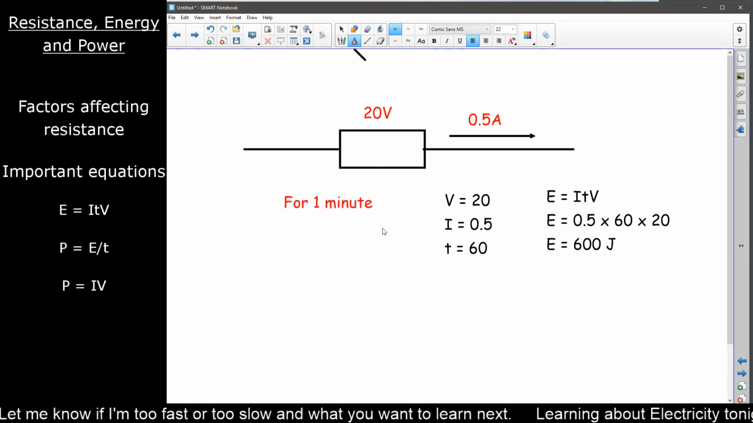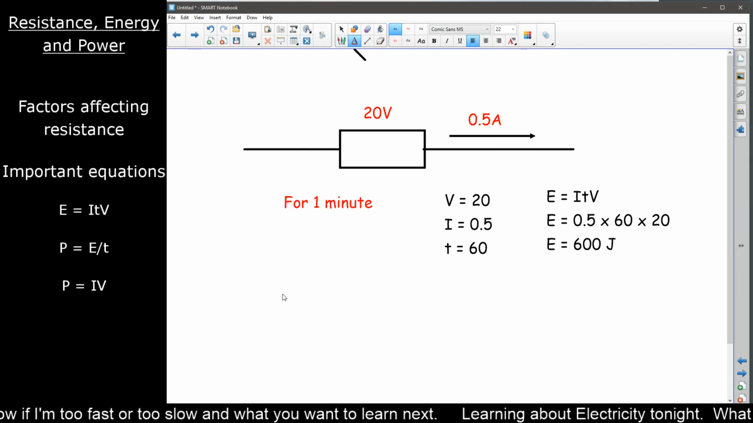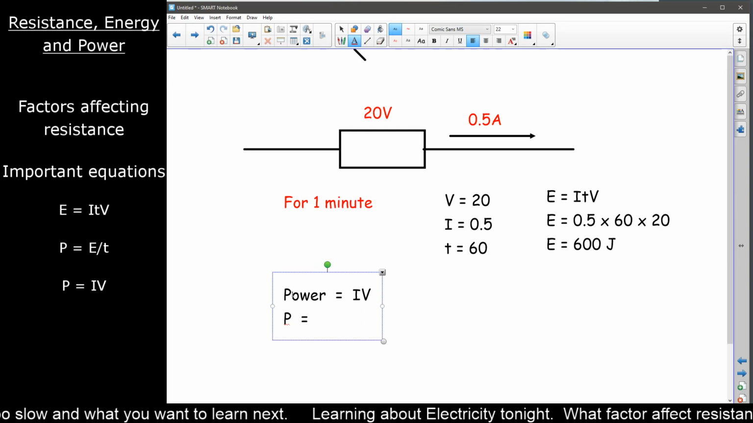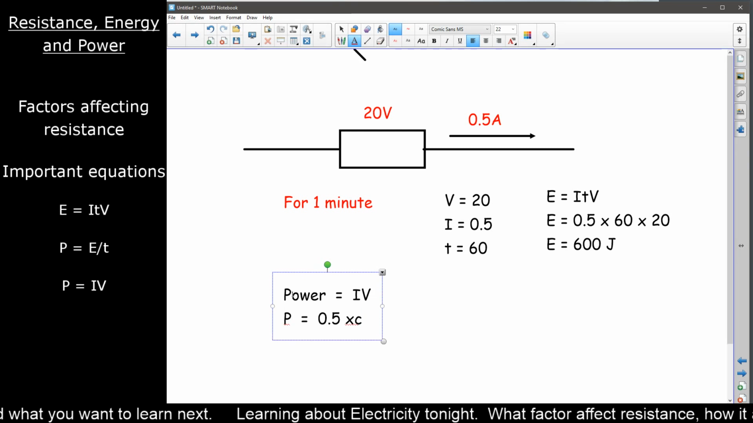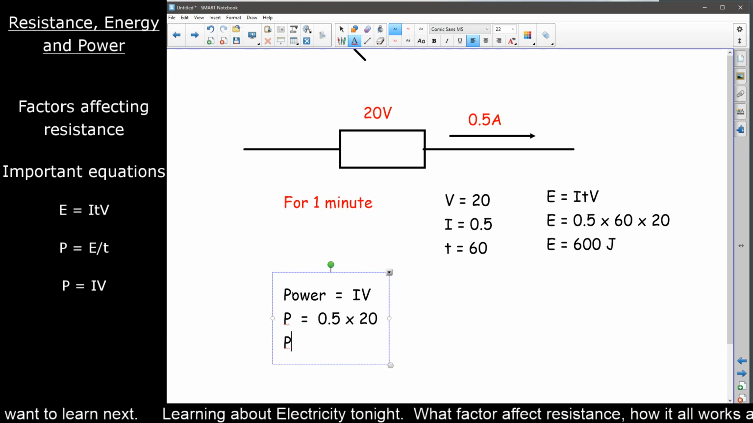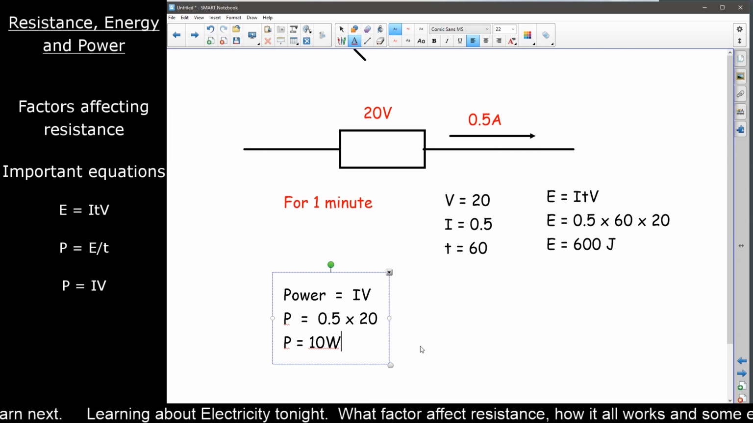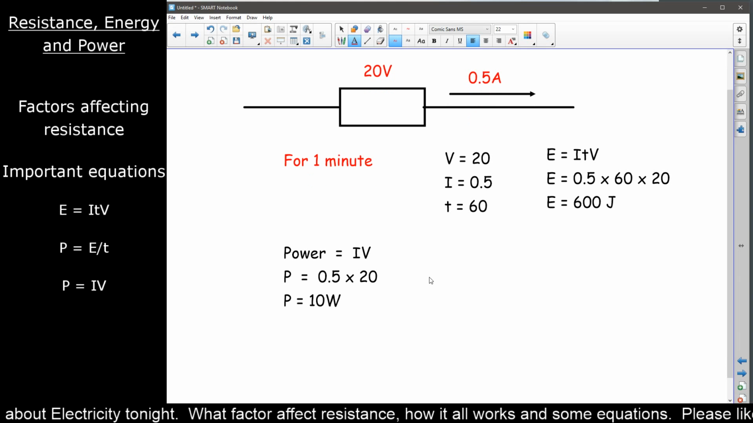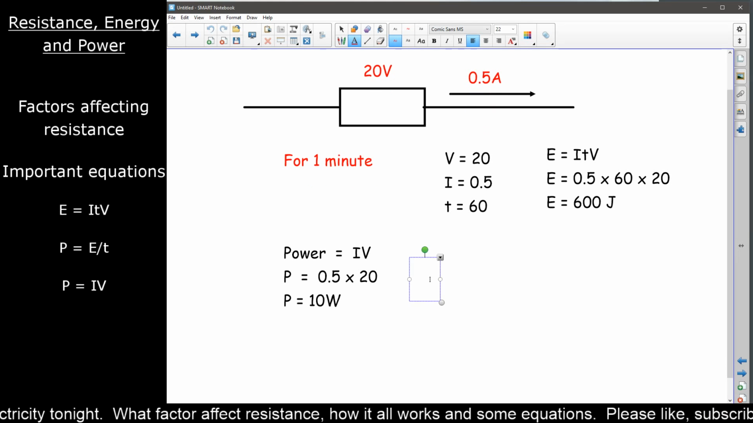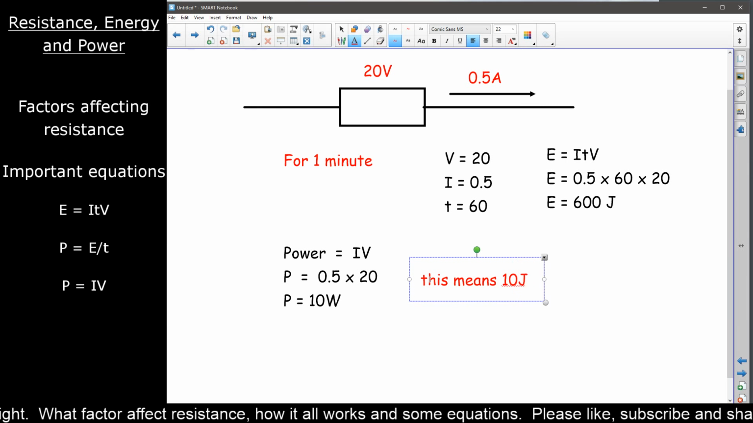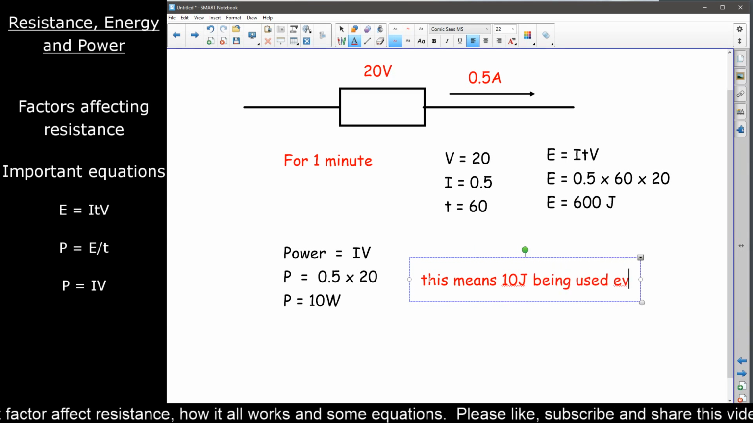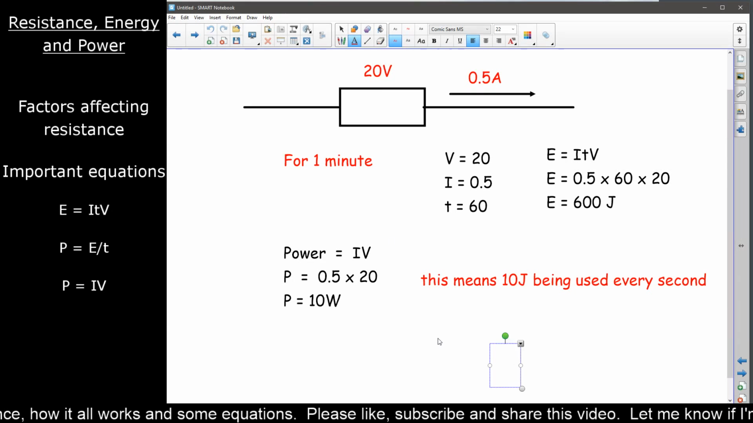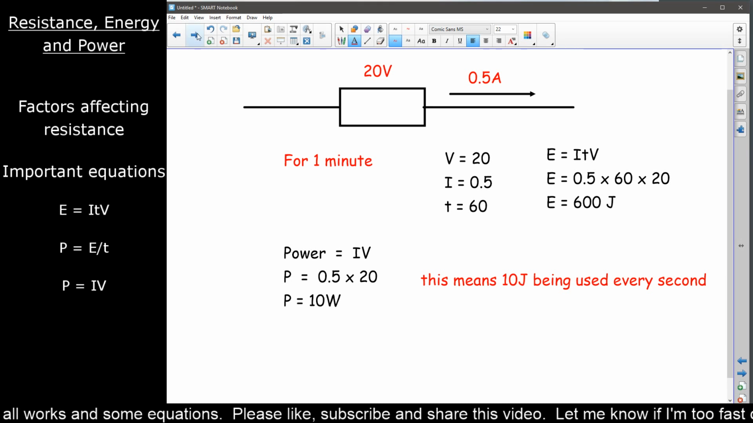So let's pop back to our example and try and work out what is the power of this object. So the power is equal to IV, so P equals IV. So P equals, we've already listed our stuff, so it's 0.5 times 20. So P equals 10 watts. Now, what's the general trick here? What does that mean? This means 10 joules being used every second. And that's all there is to it. It just gets a little bit more complicated after that.